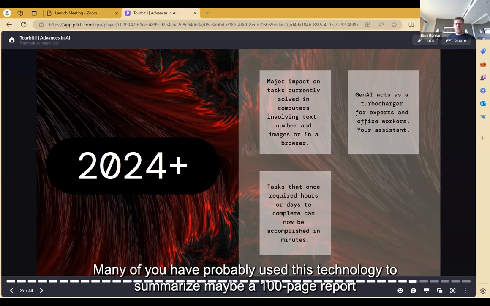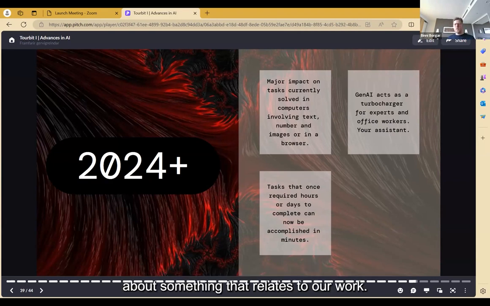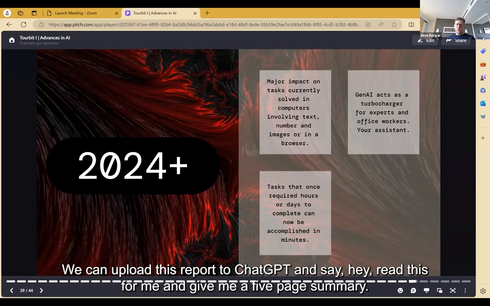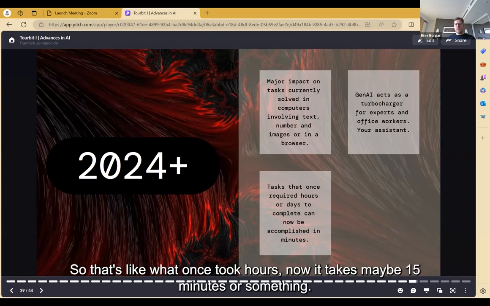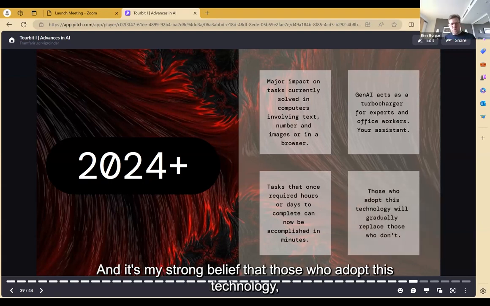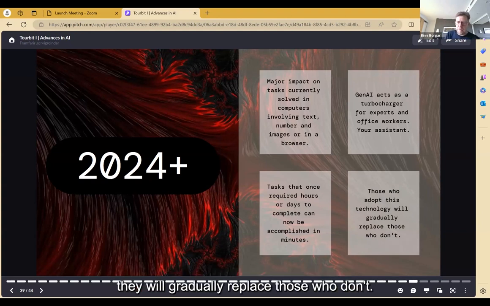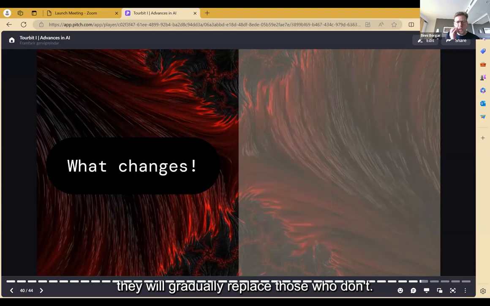Many of you have probably used this technology to summarize maybe a 100-page report about something that relates to our work. You can upload this report to ChatGPT and say, hey, read this for me and give me a 5-page summary. So what once took hours now takes maybe 15 minutes or something. And it's my strong belief that those who adopt this technology will gradually replace those who don't.